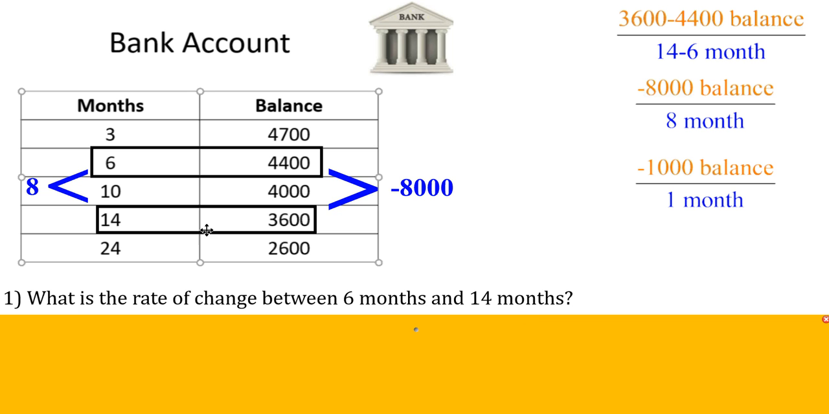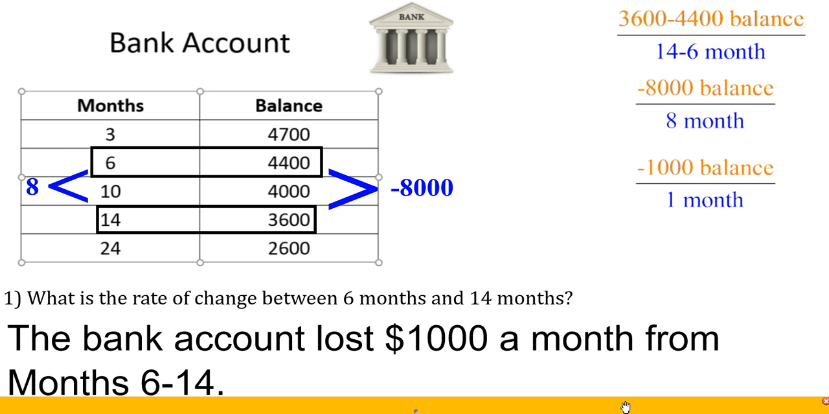Well, from 6 to 14 months, that's a change of 8 months for the inputs. And for the outputs, that's a change of $8,000 less, right? Negative 8,000 for the 8 months in question. Well, for every month, that means you lost $1,000 in your balance. So the rate of change would mean you lost $1,000 a month from 6 months to 14 months. Now we don't know if it's consistent because if we looked at it per month in the table, our balances are different. So this would not be one that we refer to as slope.